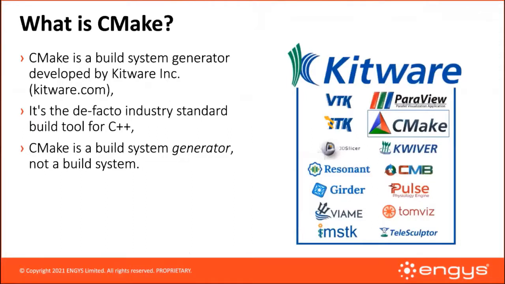So what is CMake? CMake is not a build system. It's a build system generator developed by Kitware, who you may know from their other software, for example, VTK or ParaView. It's the de facto industry standard C++ build tool. Most modern C++ projects, including those from companies like Google, Facebook and Netflix, either use CMake or supply an interface to CMake.